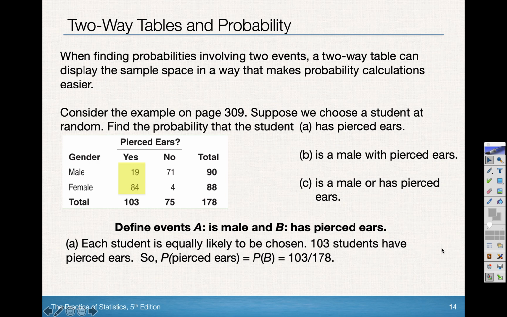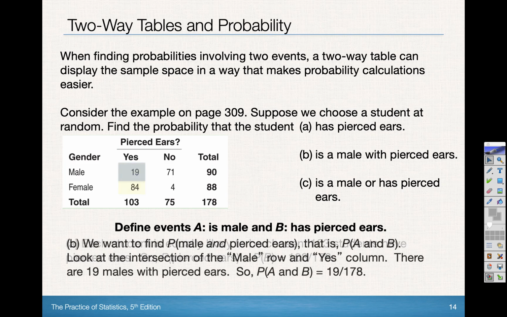Part B says, is a male with pierced ears? So now we're looking at just the number 19, because we're picking a random student, and we want to know the probability that they are a male and have pierced ears, which would be 19 out of the sample space, 178.